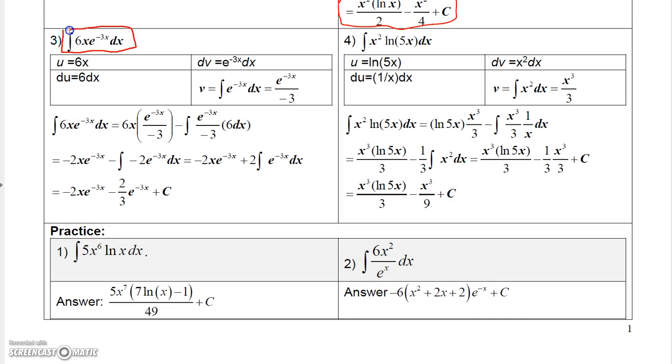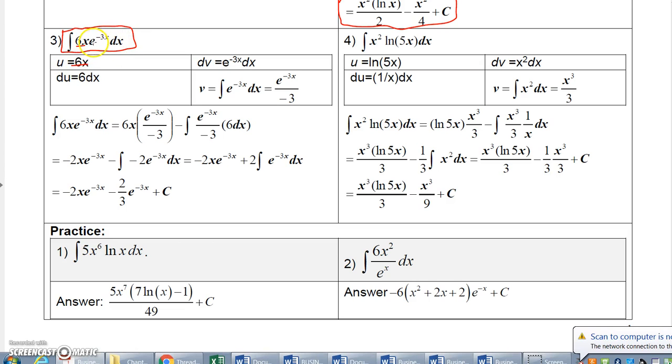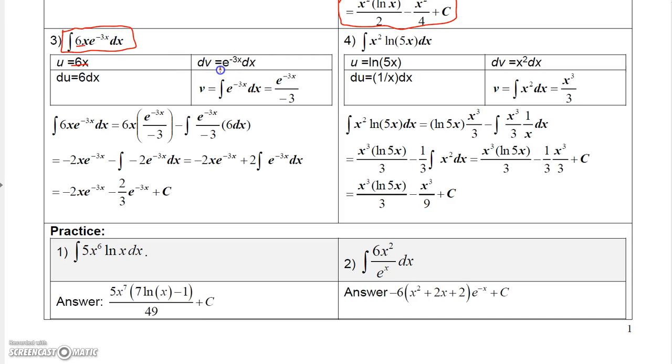So here I'm going to let u equal the 6x. So u is going to be the 6x. And then dv would have to be the rest of it, e to the minus 3x dx. So I'm going to let dv be that. Now the derivative of u is 6, so du would be 6 dx.